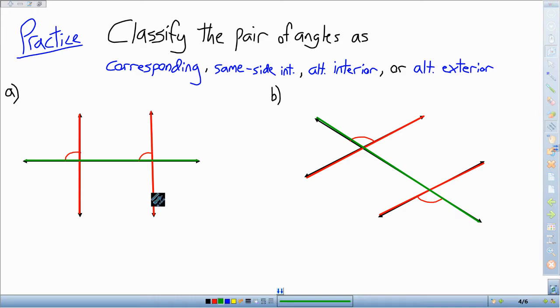Okay, so with that information on letter A, tell me what these two angles are considered. Which of the 4 types? Okay, and letter B, same idea. What are these pairs of angles considered? Okay, give it a try.